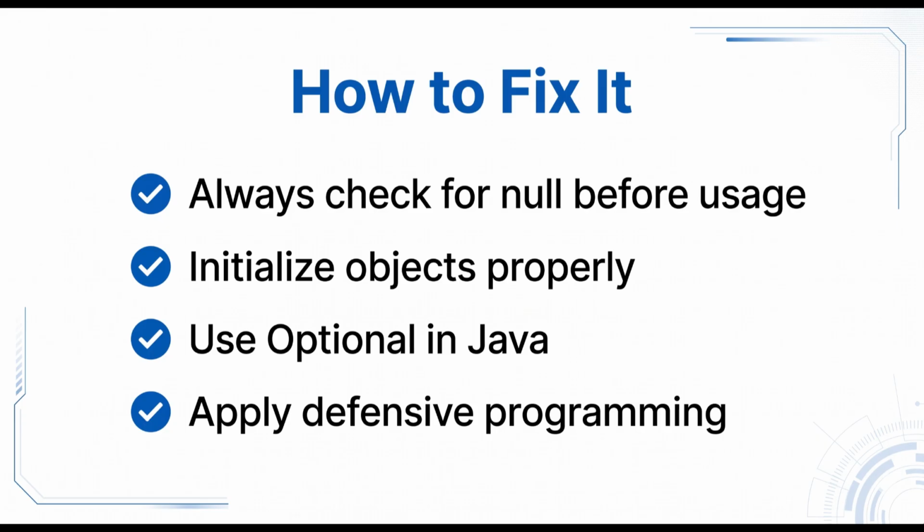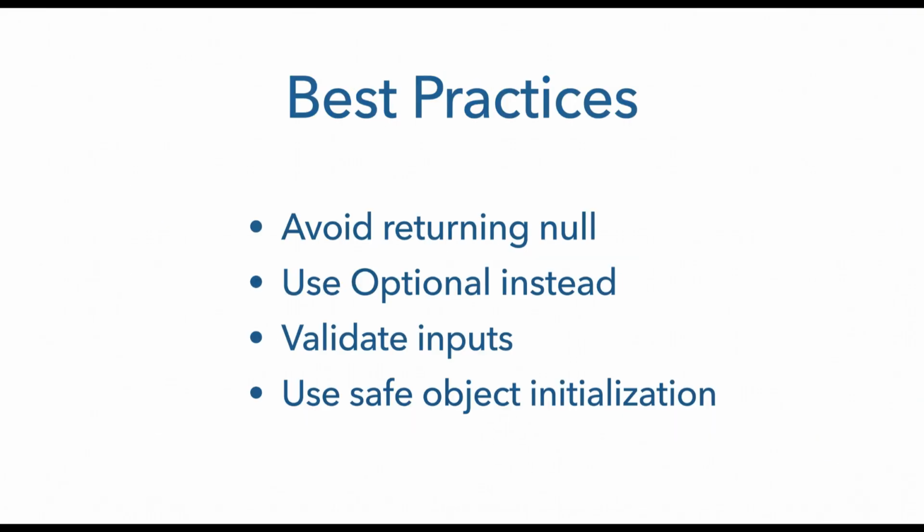Fortunately, null pointer exception is easy to prevent when we follow good coding practices. We should always check whether a reference is null before using it, initialize objects properly, use Optional when appropriate, and write defensive code that handles unexpected situations gracefully. Experienced developers try to avoid null-related issues from the beginning.